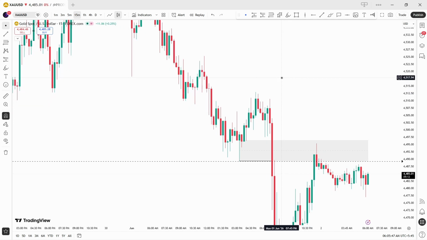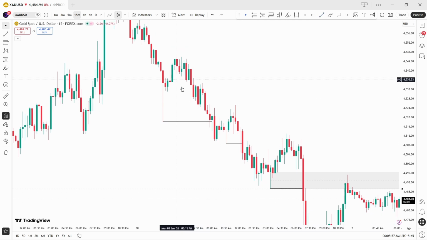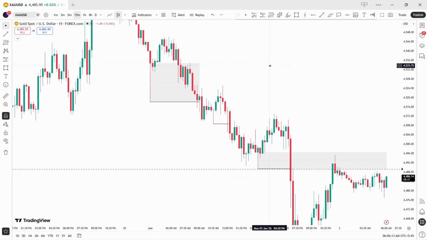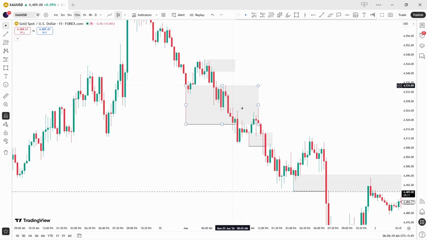Let me show you the structure like this. This is the yesterday market structure. There were two main structures from where I took the trade. This is the first structure. As I already showed you in my strategy video, this is the zone, and another zone is this. In the break of structure, there will be two zones like this, first, second.